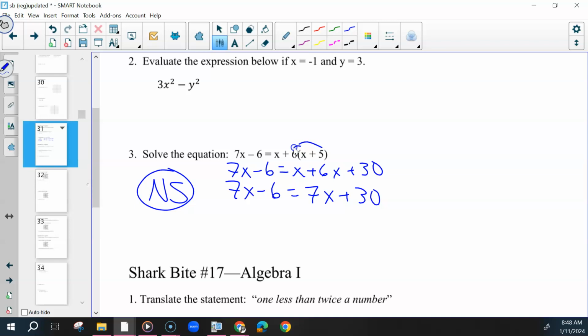Or if we wanted to actually solve this, subtract 7x on both sides, and we have -6 equals 30, which is not a true statement. So either way, it would be no solution. Questions on that one?